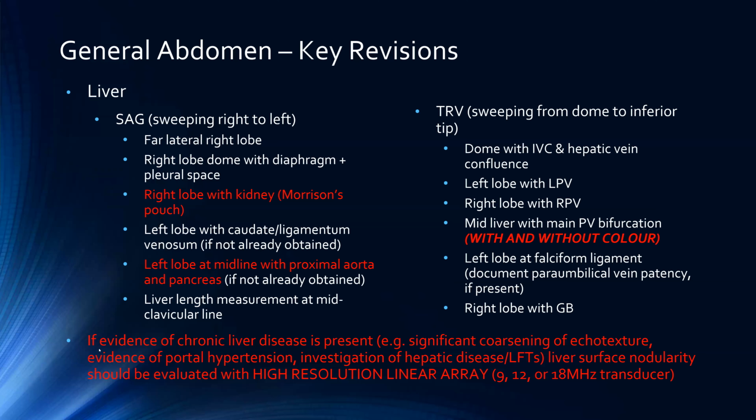So one thing that I think is a bit of a change from our normal practice historically is that if there is chronic liver disease present, that you're seeing either on the basis of coarsening echotexture, evidence of portal hypertension, or if the examination is being performed for the examination.